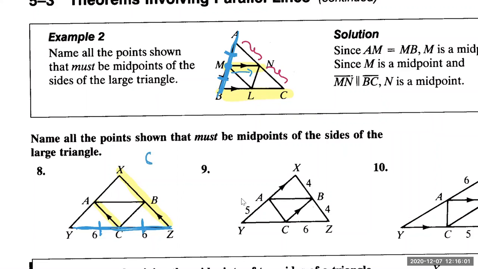So I know C for sure is a midpoint. If I follow that midsegment across to the other side, A also must be a midpoint. Okay, so C and A are the only ones that are midpoints. I can't determine if B is or is not. There's not enough information.